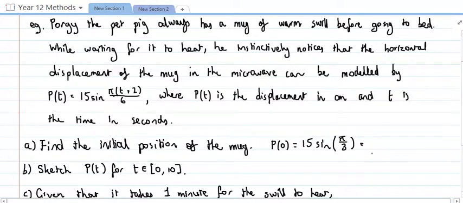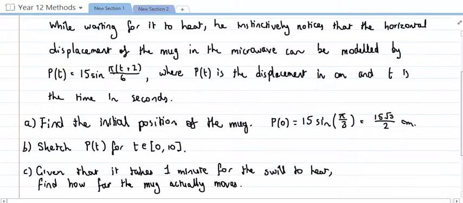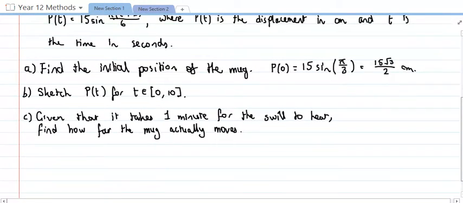And, well, look at that, sine of pi on 3 again, which is root 3 on 2, so it's 15 root 3 on 2. And that's measured in centimetres. We could, again, turn that into a decimal. I'm going to leave it as an exact answer in this question, just because I think that, you know, we should be leaving things in exact answers in most cases.